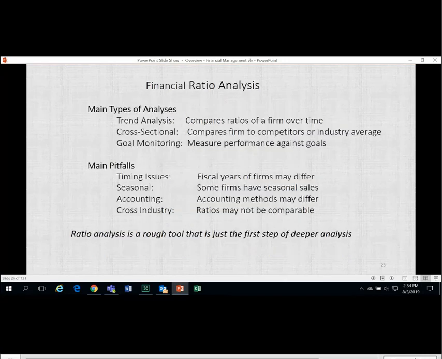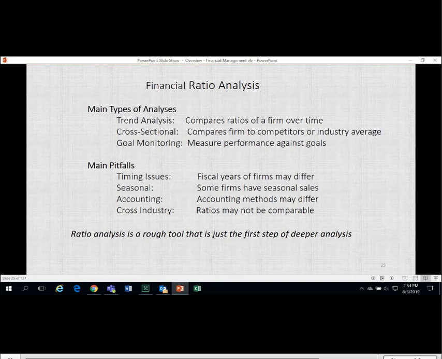Now, there are 2 main types of analysis, or actually 3. Trend analysis compares the ratios for a single firm over time. In other words, we might look at the current ratio in 2016, 2017, 2018 and see, is it increasing or decreasing, and what does that mean? Then there's cross-sectional. That's when you compare a firm to its competitor, or you're comparing a firm to the industry average. And finally, there's goal monitoring. Often, corporations will use various financial ratios for performance goals, such as meeting a certain operating expense ratio or meeting the return on equity ratio.